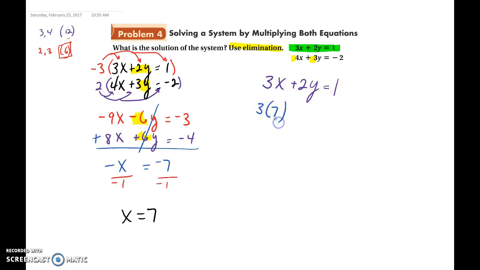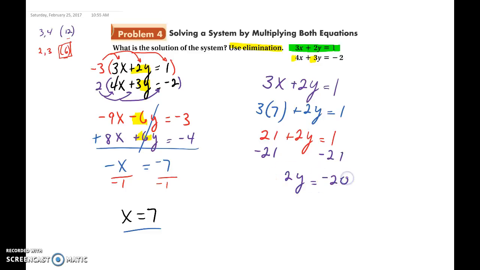3 times 7, since we know that x is equal to 7, plus 2y is equal to 1. 21 plus 2y is equal to 1. Subtract 21 from both sides. So then we get 2y is then equal to negative 20. Divide each side by 2. And y is then equal to negative 10.